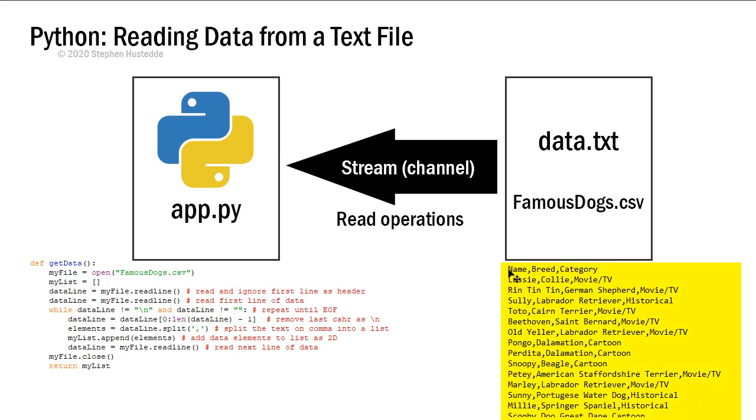And we can see here what that text looks like. My very first row just has the field headings of name, comma, breed, comma, category. And then my data starts on the second row. So Lassie is the name, Collie is the breed, and the category is movie/TV. And you can see those are separated by commas. Next one is Rin Tin Tin, German Shepherd, movie, TV. Sully, who of course was President Bush's service dog, Labrador Retriever, is a historical dog, and so forth.